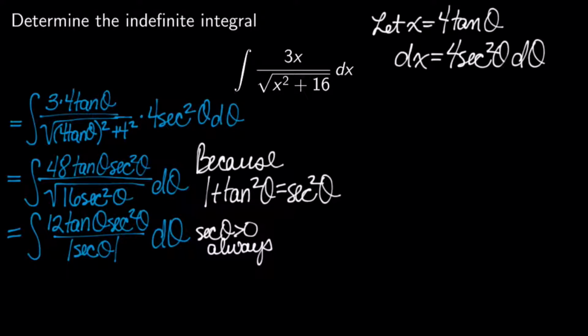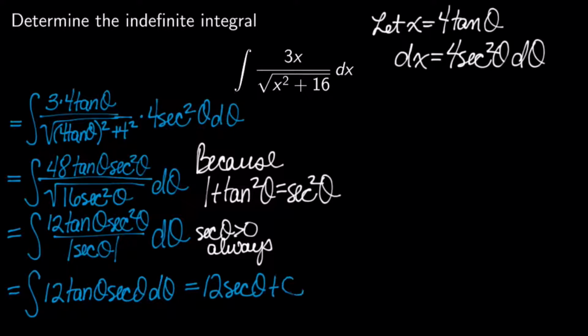But secant theta is always positive for this integral, and so I can just get rid of those absolute value bars, and so I get 12 tan theta secant theta for my antiderivative, and then I'm thinking, oh, that's a derivative that I know. And so the antiderivative is 12 secant theta plus c. Oh, but I'm not done.